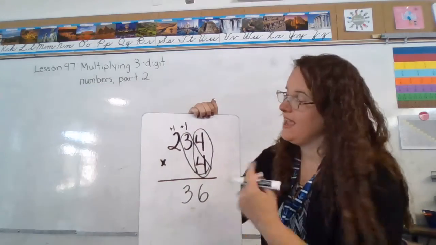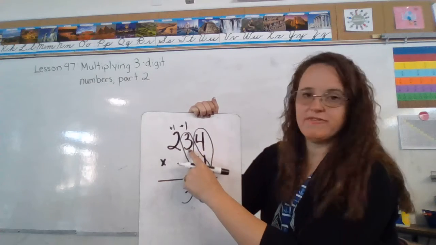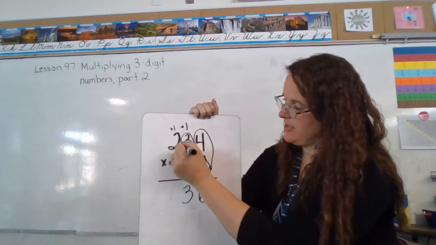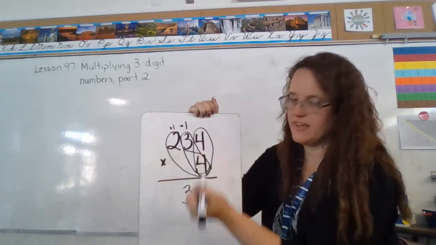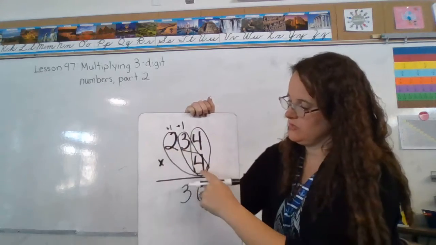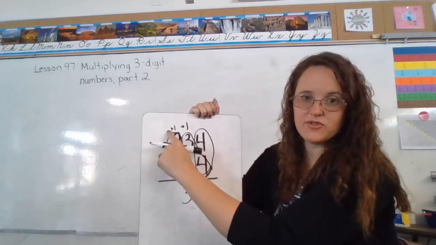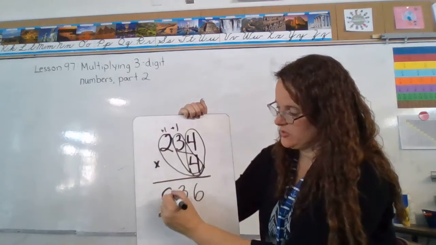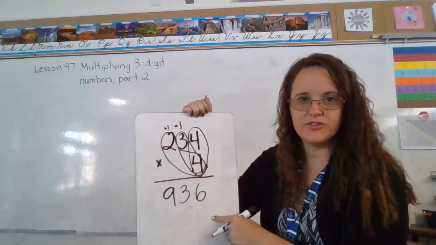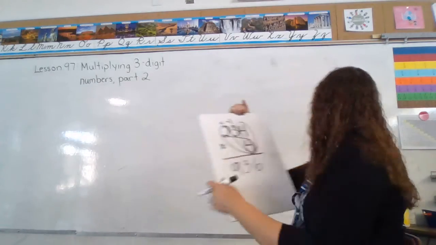answer. Now we've multiplied the 1s, we've multiplied the 10s, we move on to multiplying the hundreds. 2 times 4 is 8, plus I have this extra 100 here, 9, so my answer is 936.